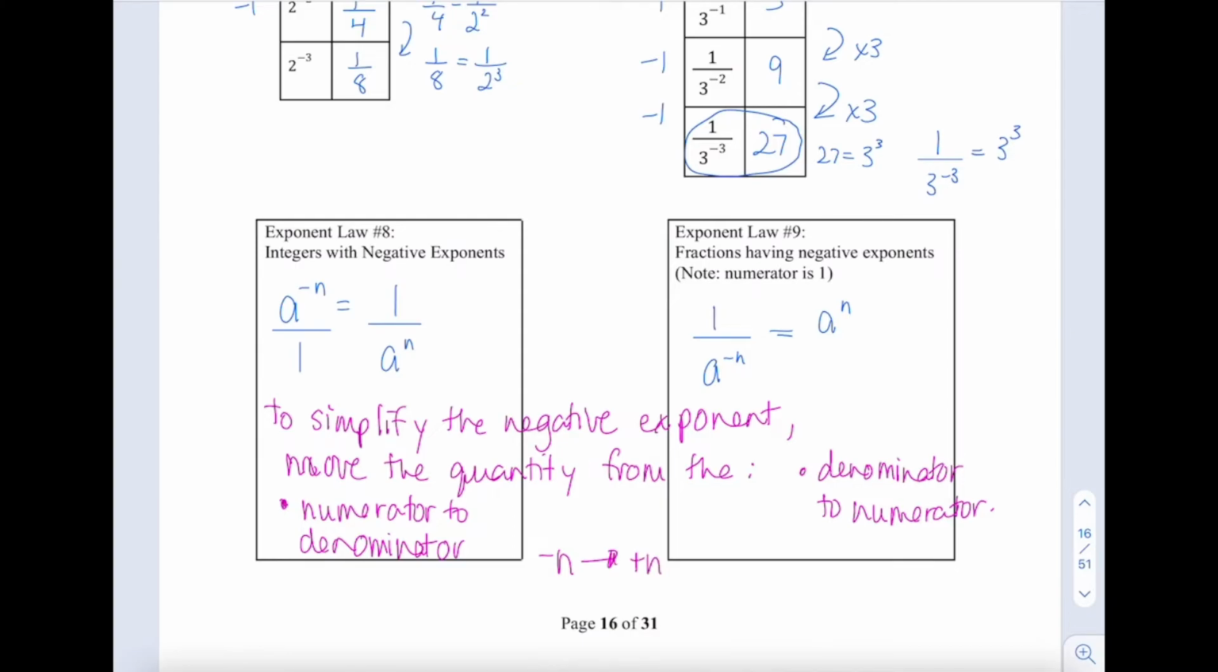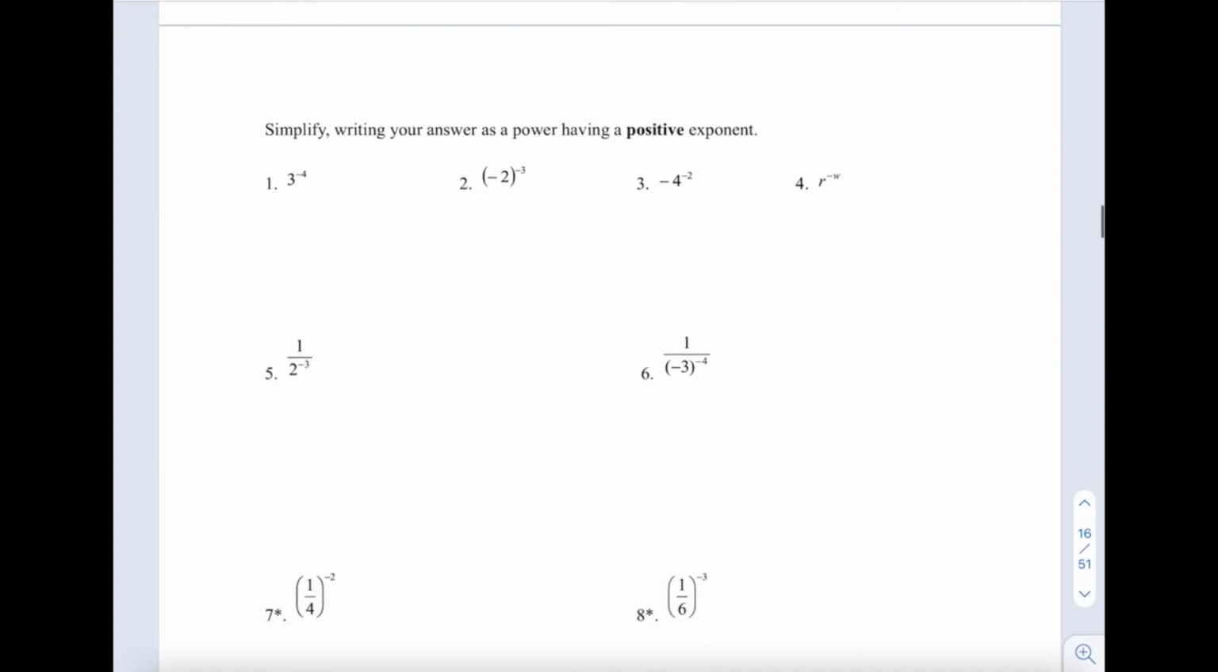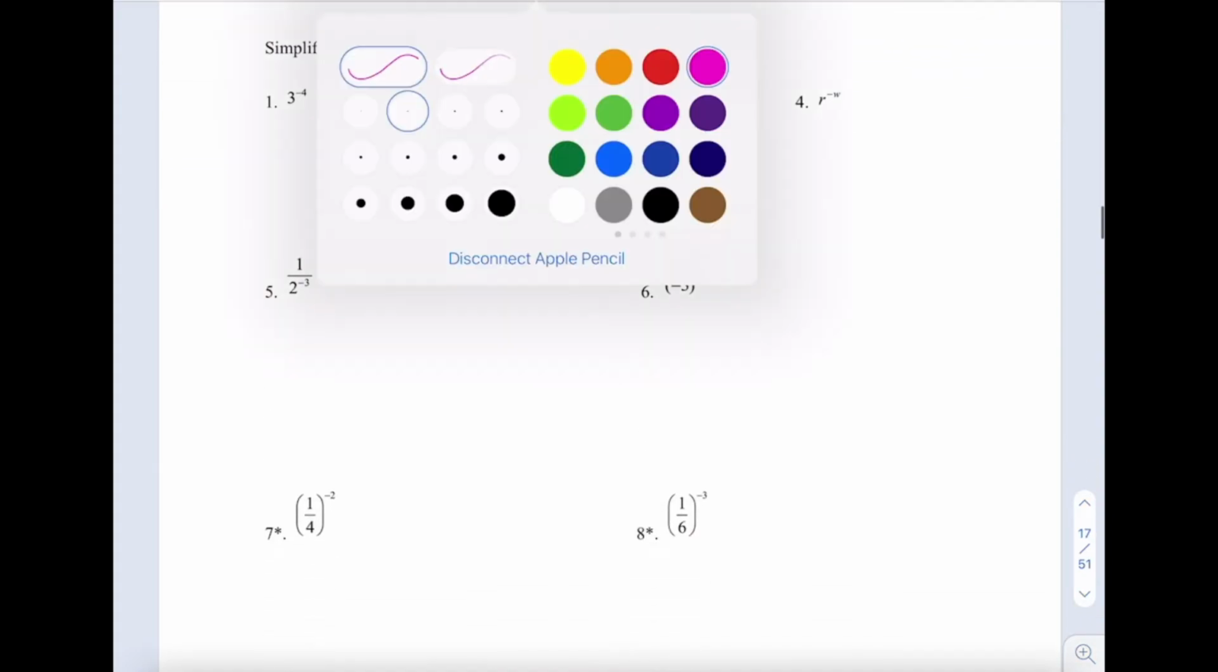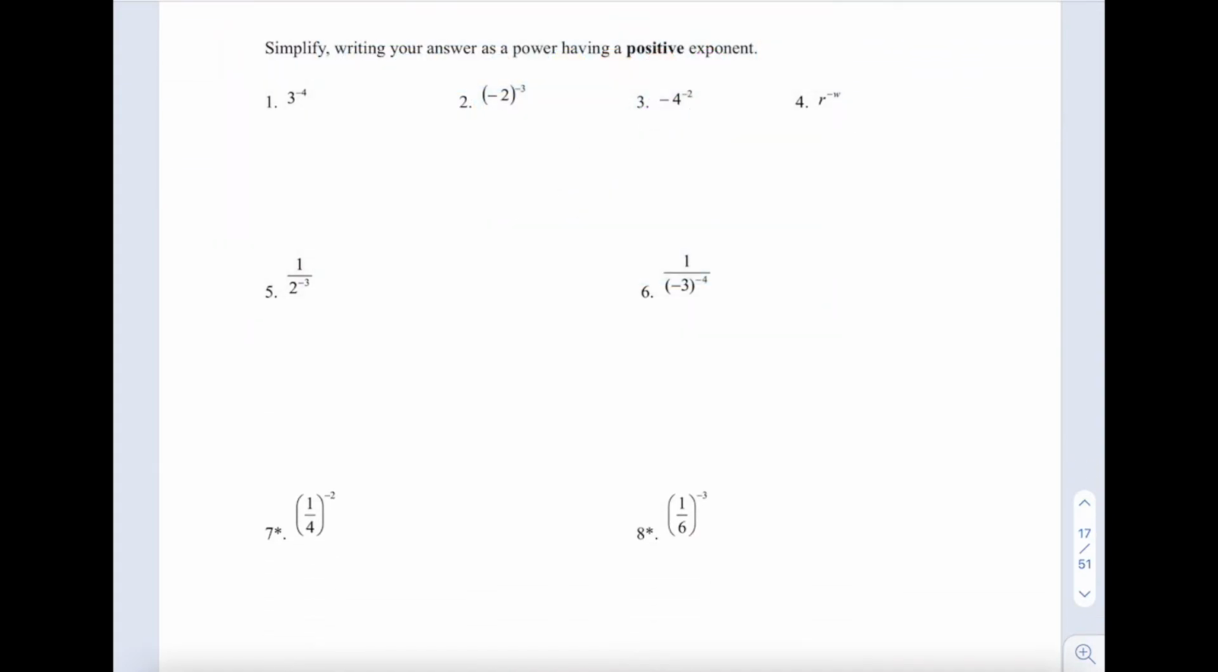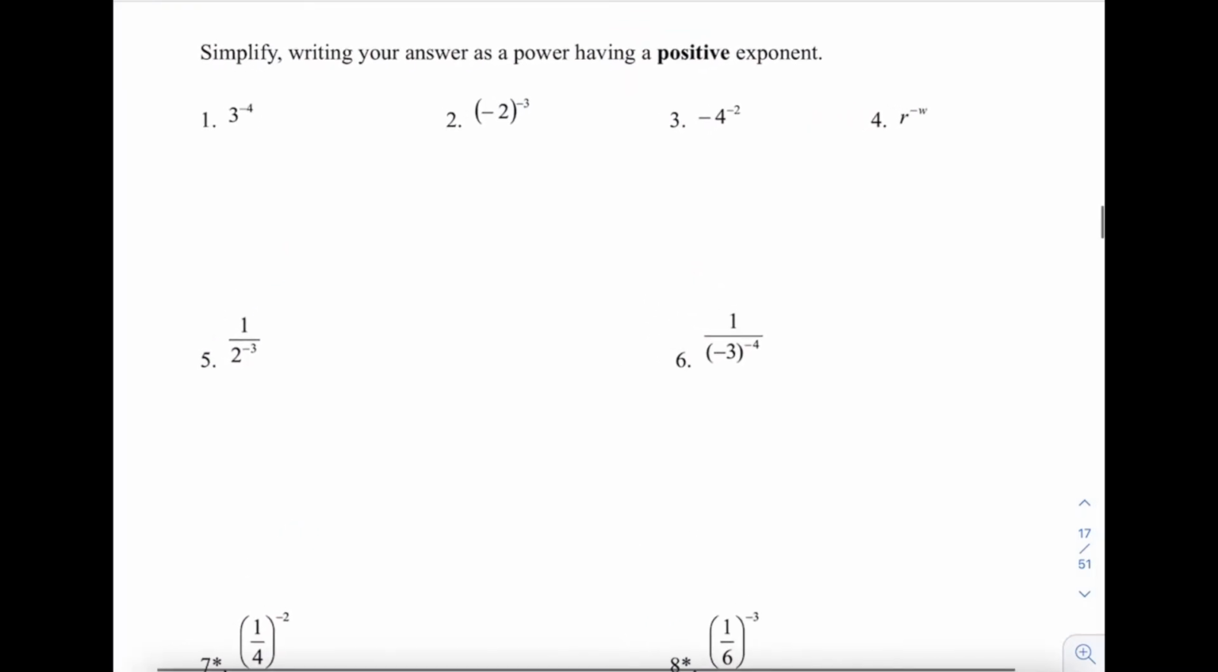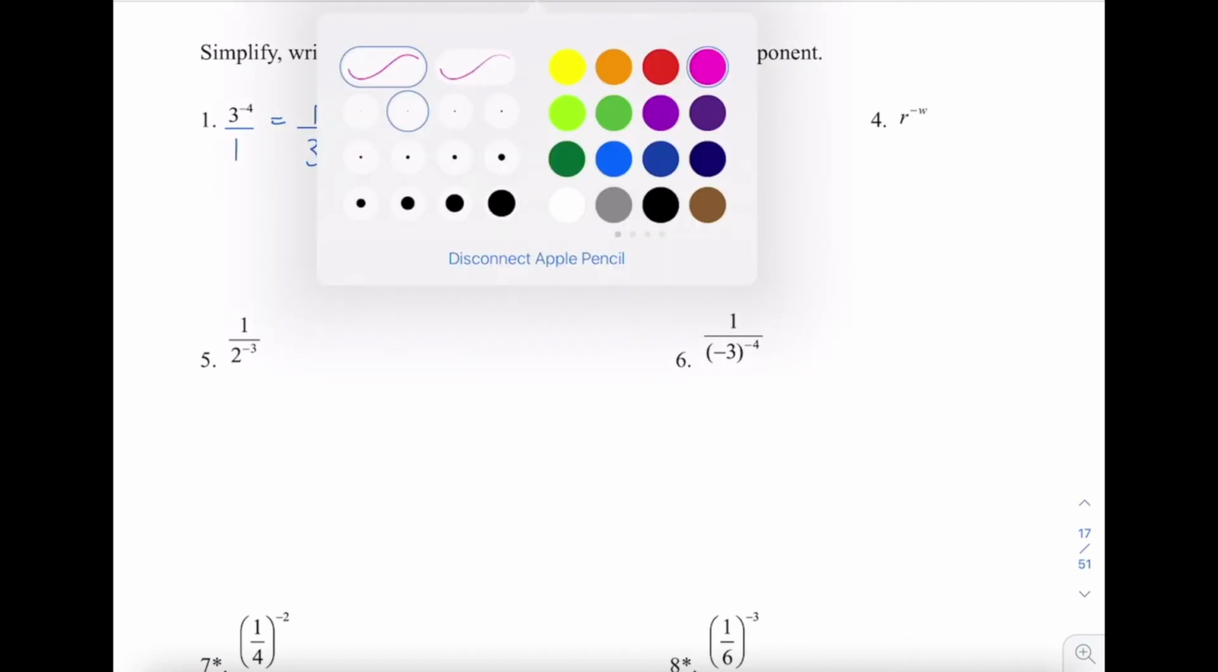So let's apply this rule to a few questions. Again, we can think about all these whole numbers as being quantities over 1. So I'm going to move this 3, because the exponent is negative, to the denominator and change the exponent to be positive. So this again is a fraction over 1, but we have to be careful here because we have to move the whole entire base into the denominator.